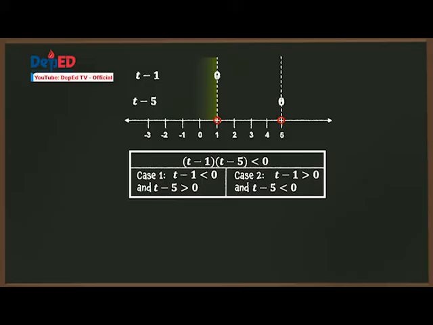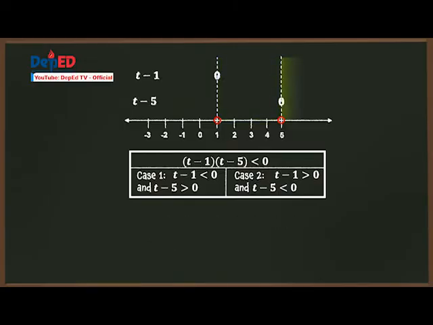In the region to the left of 1, we may use 0 as the test value. And when t is equal to 0, t minus 1 is equal to 0 minus 1, and the result is negative 1. Hence, in this region where t is less than 1, the value of t minus 1 is negative. In the region between 1 and 5, we may use 3 as the test value. And when t is equal to 3, t minus 1 will be equal to 3 minus 1, or simply 2. Hence, in this region where 1 is less than t and t is less than 5, the value of t minus 1 is positive.